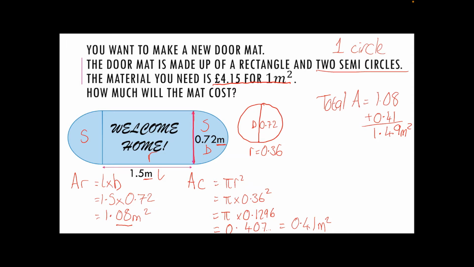Now, I can't buy half of a metre squared or a portion of it. It's got to be in whole lots of metres squared. So we would need to round up. So even though the 4 would usually tell us to round down, I'm going to need 2 metres squared of material. So to get the cost, I am going to do my £4.15 multiplied by 2, and that is going to give us £8.30 for the total cost of our new mat.